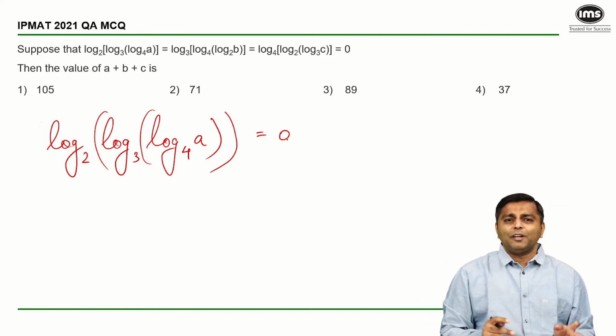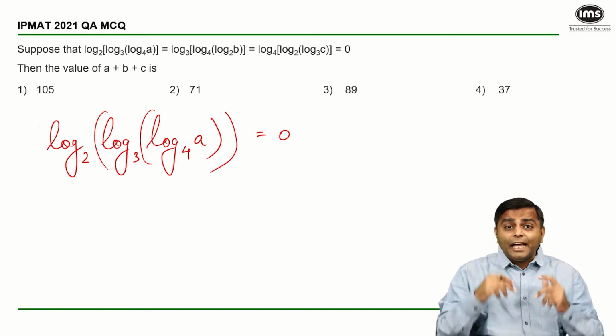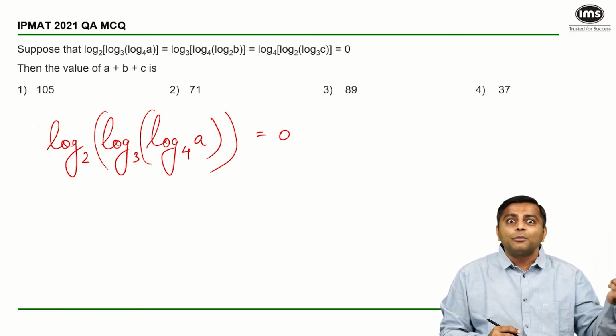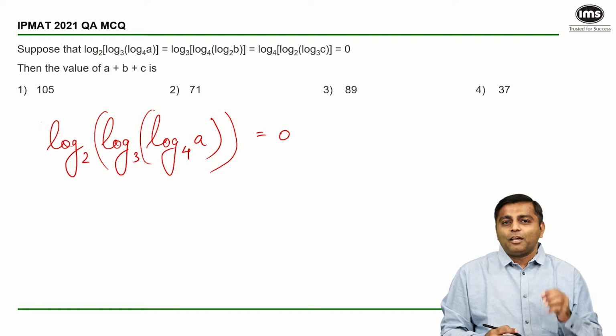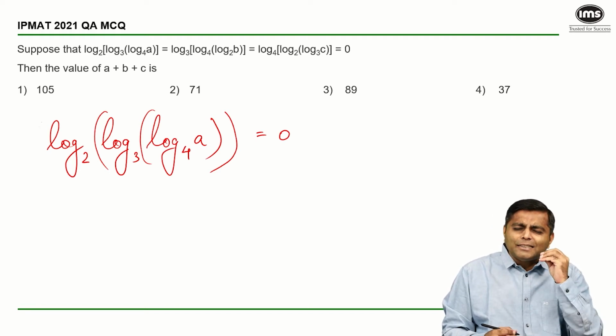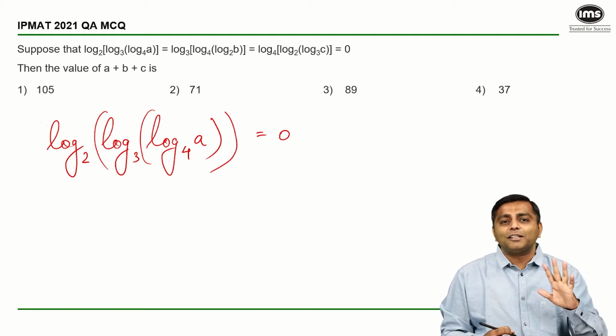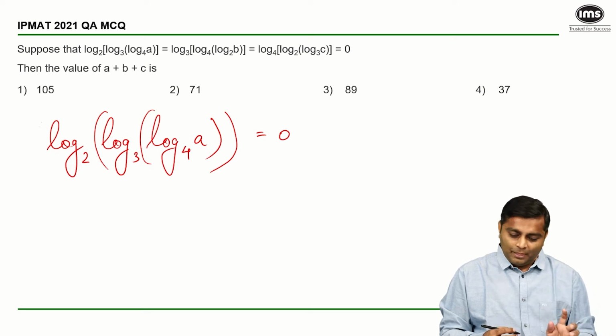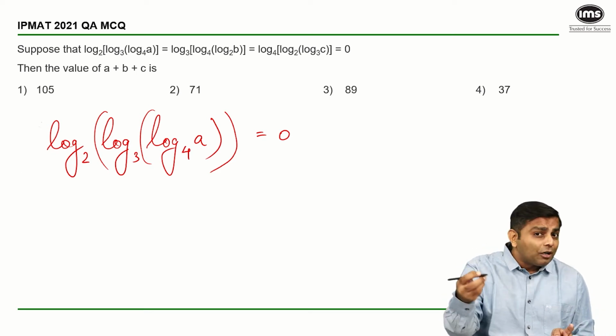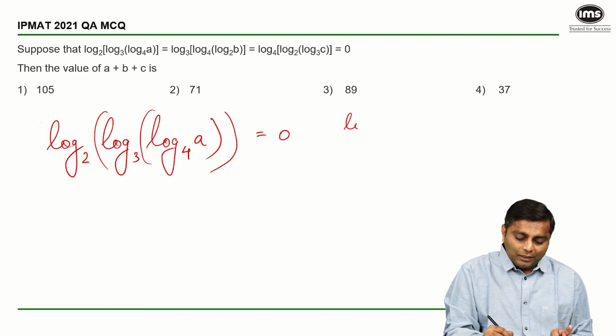First thing that you should know, this entire question, believe me, is again one of those scary looking questions, but not really difficult. Okay, if you know the first 2-3 laws of logarithm, you should be able to do this question. Okay, so log of what is 0? That's the first thing that you need to ask. So log of 1 is equal to 0.